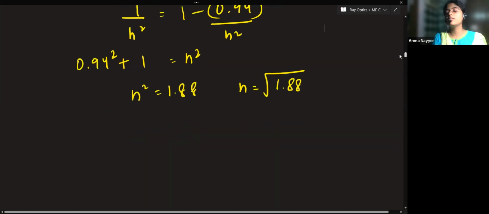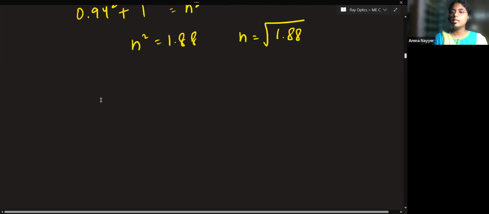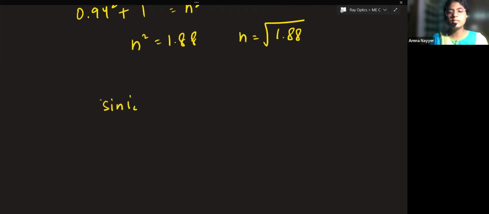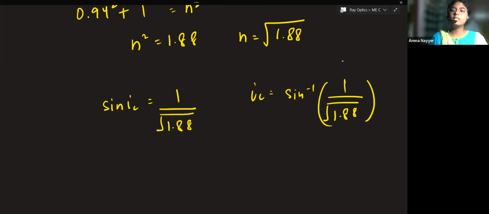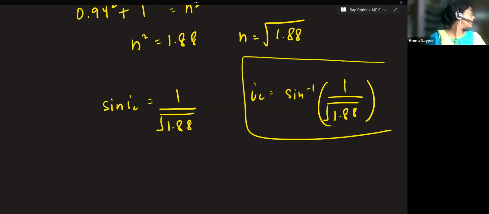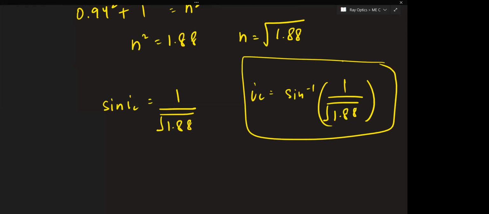See, now we have the value of refractive index. Calculation of sine IC is not difficult now. This will be 1 by n. N is under root 1.88. IC will be sine inverse 1 by under root 1.88. This was difficult for us to calculate. The reason was we were not able to get this because we didn't have the value of refractive index.